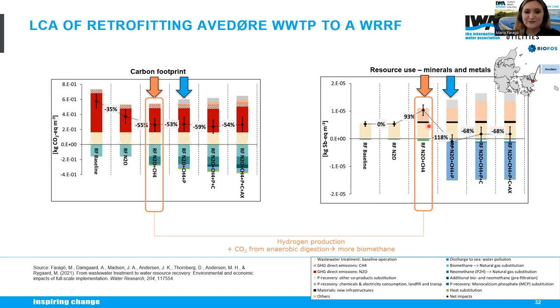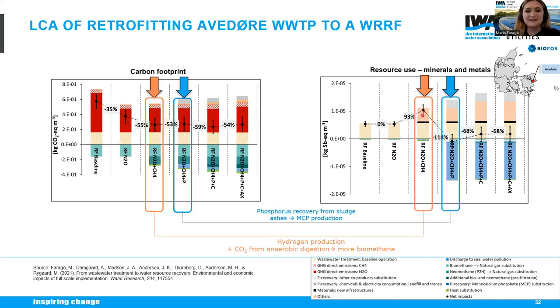So in order to counterbalance these negative impacts from the hydrogen production, in the next alternative we have evaluated the phosphorus recovery from ash. In this case, in the carbon footprint you cannot really see an improvement, or only a very small one, so not significant. But when we look at the graph of the minerals and metals, you can see that we are actually avoiding quite a lot of impacts, because conventional production of phosphorus is based on phosphate rocks.